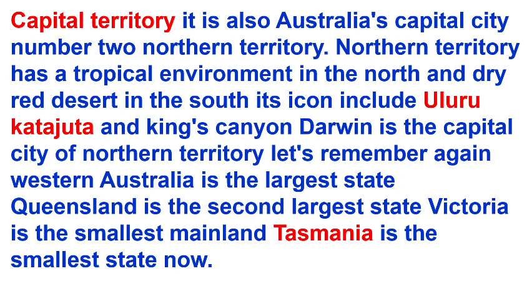Northern Territory has a tropical environment in the north and a dry red desert in the south. Its icons include Uluru, Kata Tjuta and Kings Canyon. Darwin is the capital city of Northern Territory.